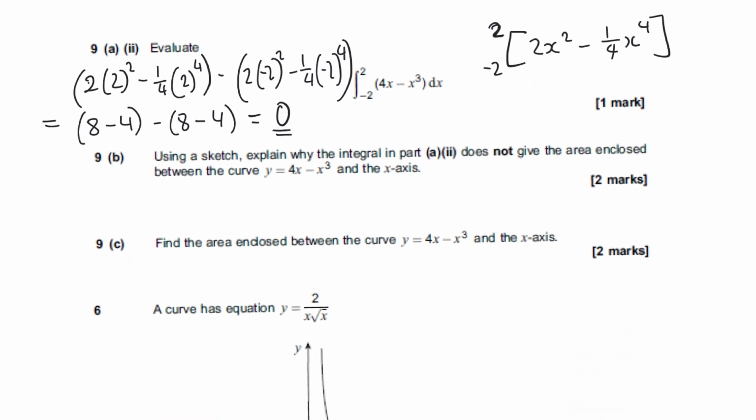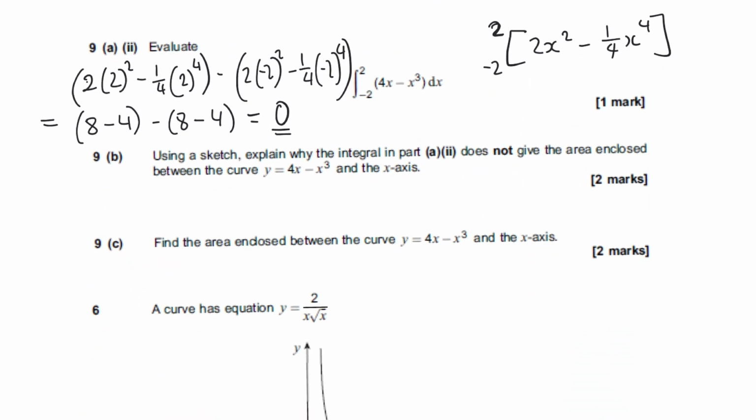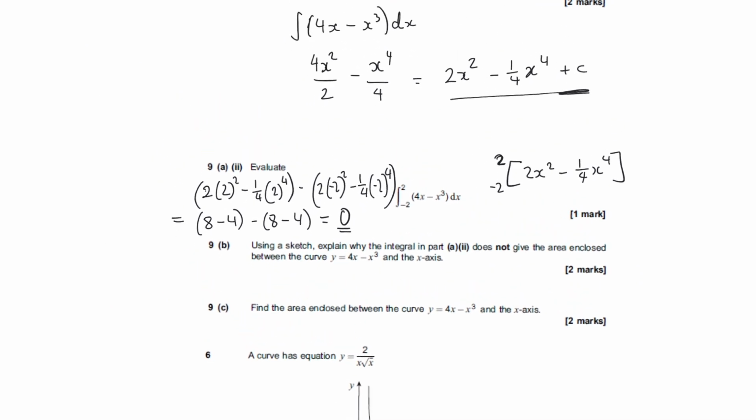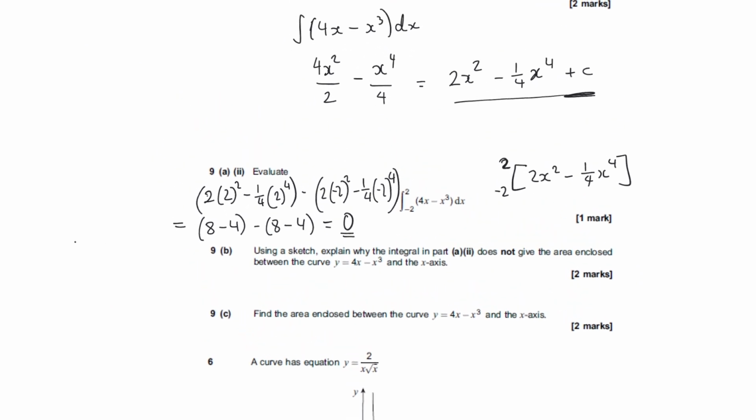Then part B, it says using a sketch, explain why the integral in part A2 does not give the area enclosed between. So I'm going to sketch quite quickly. This is not drawn to scale. This is just 1 because they asked me to, and 2 because it will help you to understand what's going on. So remember, we've got a type of cubic graph, but because it's minus x cubed, it's a negative cubic graph. So I'm going to draw that the other way around.